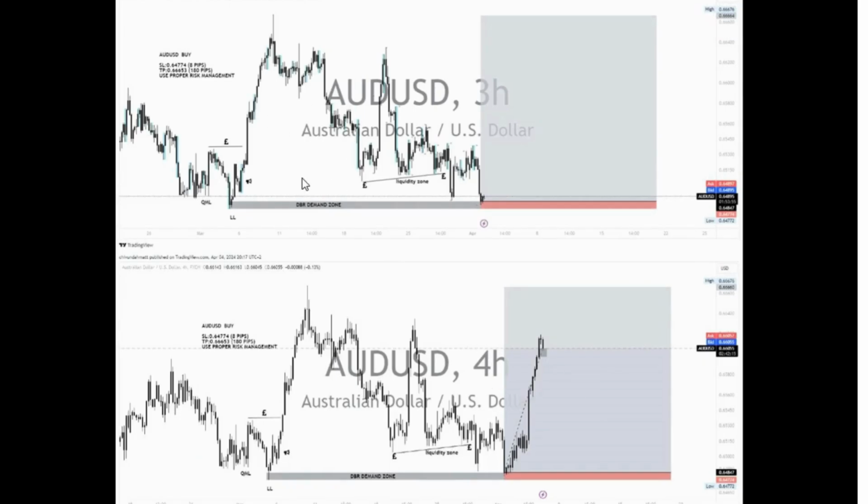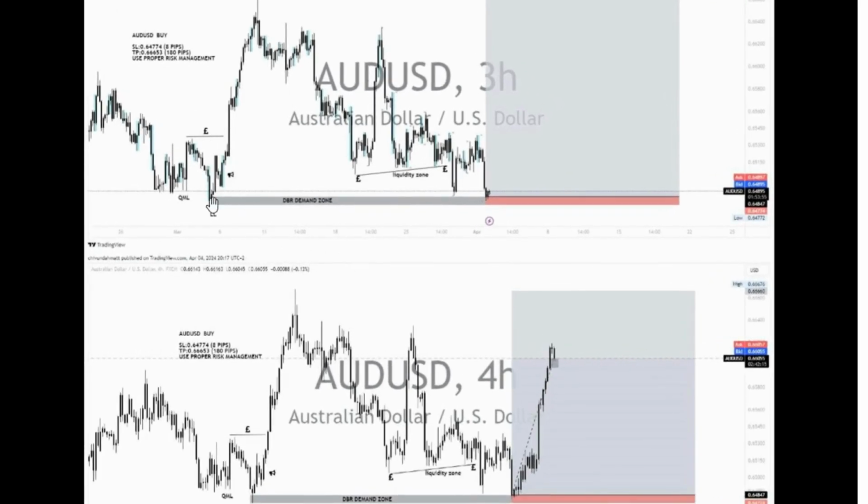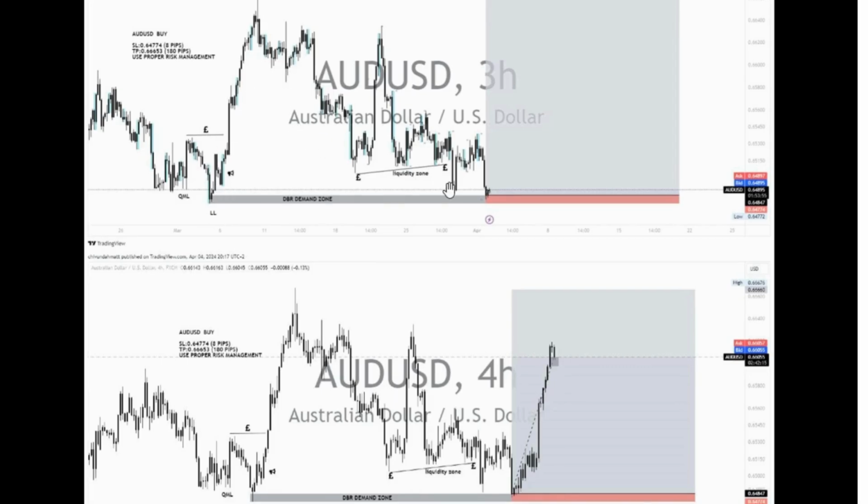The next one is AUD USD. You can see that we also had a buy setup right here. We had a drop base rally to the upside, push right there, breaking structure, QML, low, higher high, break of structure right there. And then we had a ton of liquidity which was left right here.